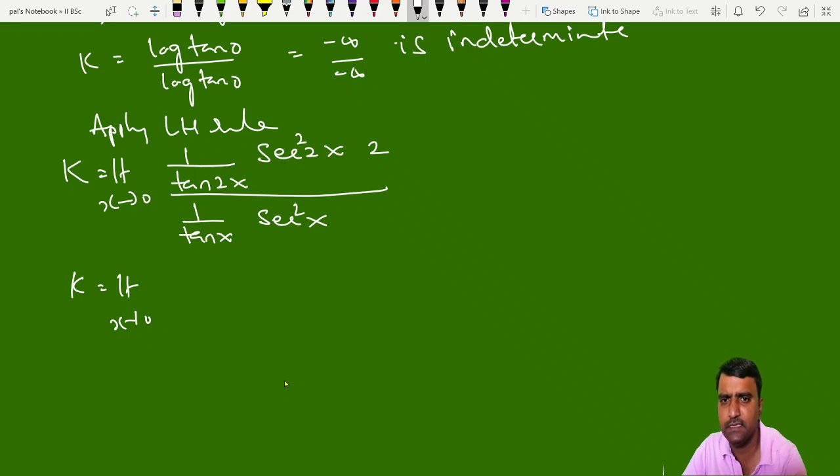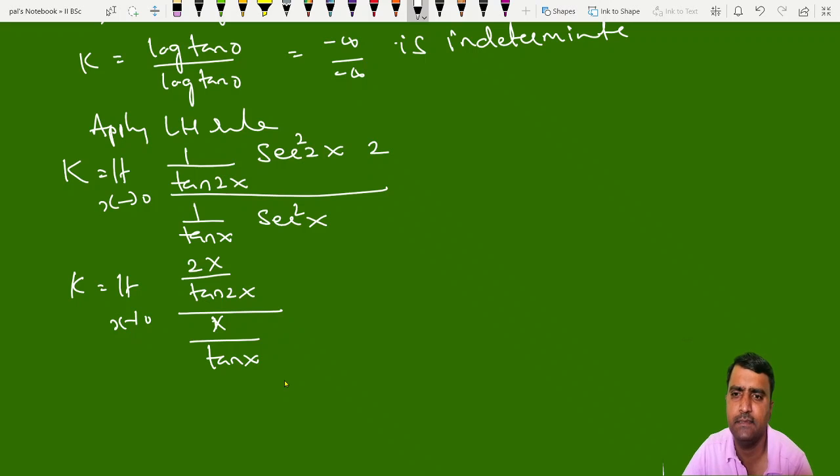So take this 2 here. It is 2 by tan 2x, 2 by tan 2x, this divided by 1 by tan x. So this is 1 by tan x. Here I am multiplying by x, so here also I am multiplying by x. So then it balances. Okay.